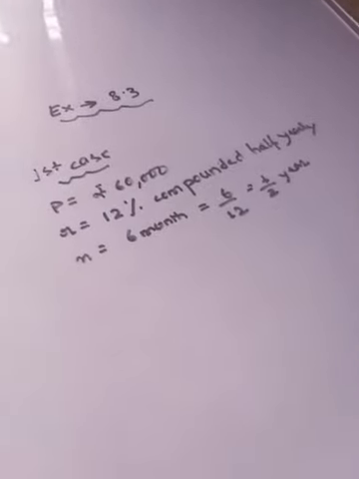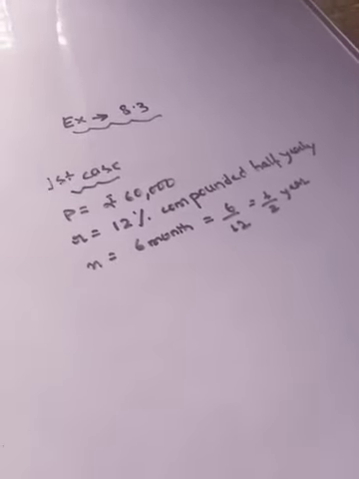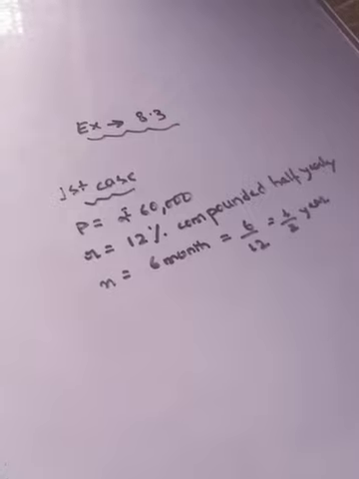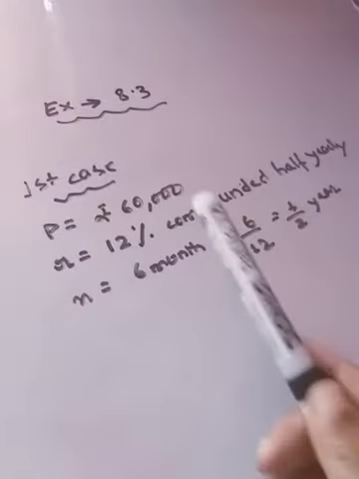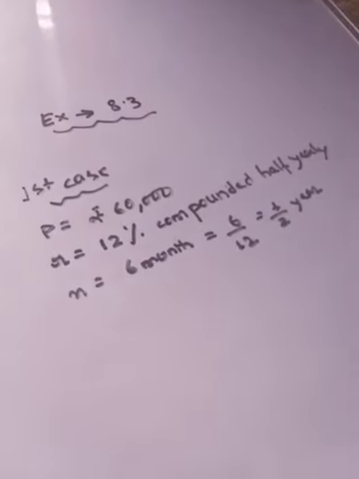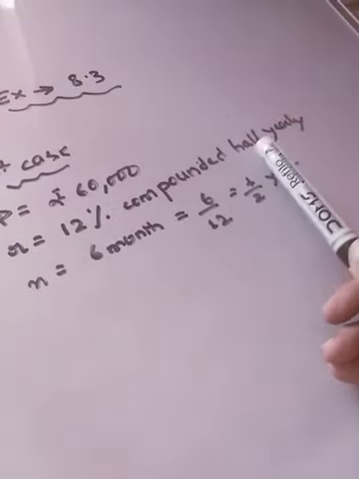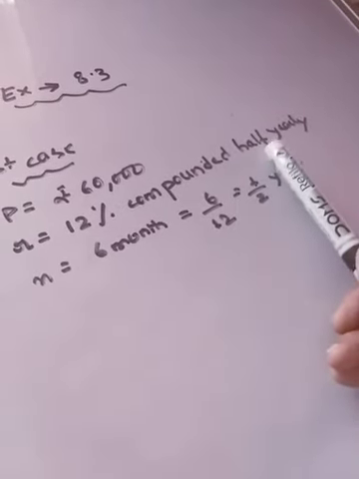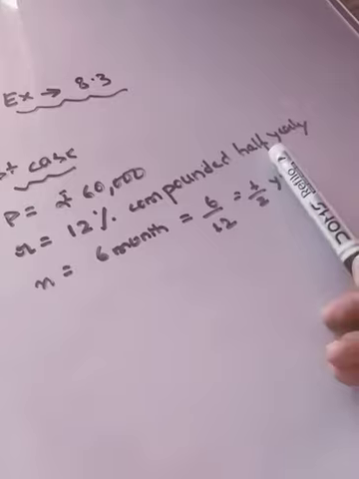Yes, this is sum number 5. Question number 5 again has two cases. In the first case, they have said that the principal amount is 60,000 rupees and the rate is 12% compounded half yearly. So we have to use the half yearly formula, students.